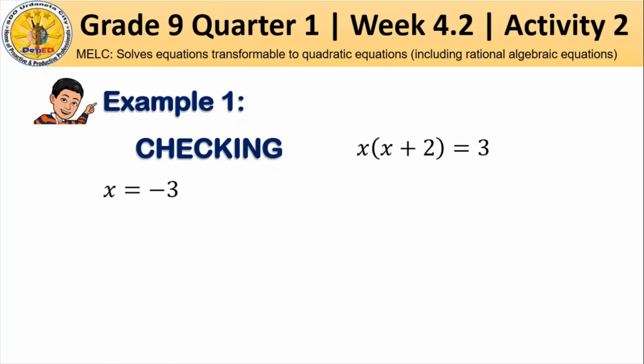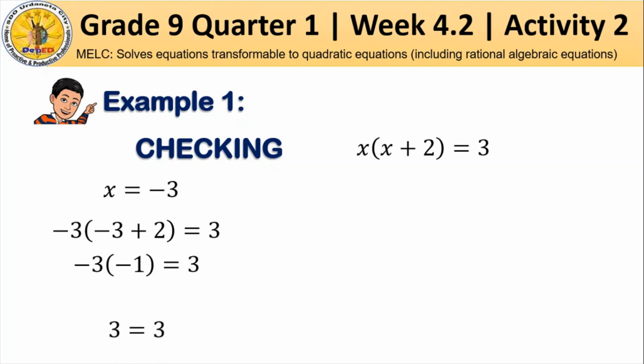When x is equal to -3, we have -3 times the quantity -3 plus 2 is equal to 3. Simplifying, -3 plus 2 is -1. -3 times -1 is positive 3. That is equal to 3. The left side is equal to the right side of the equation.